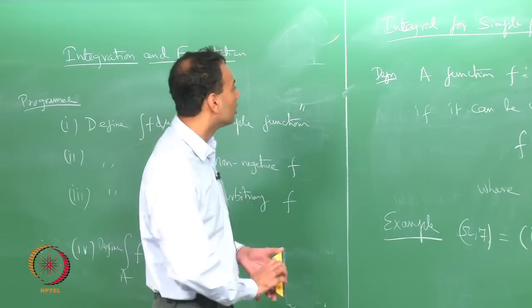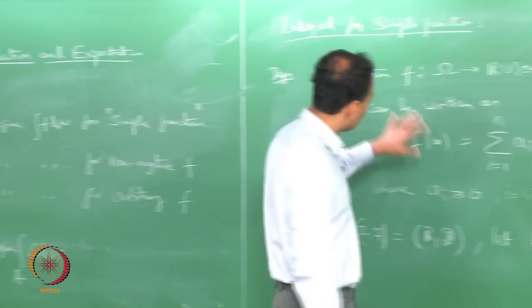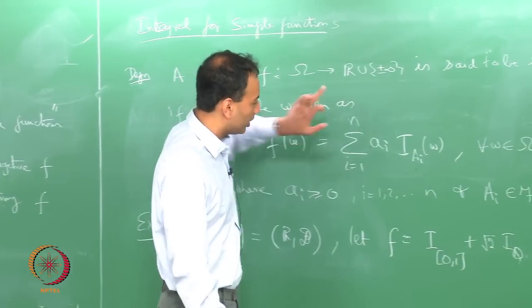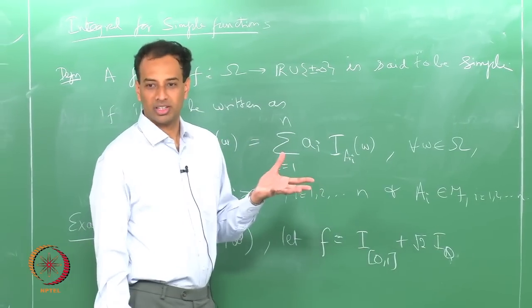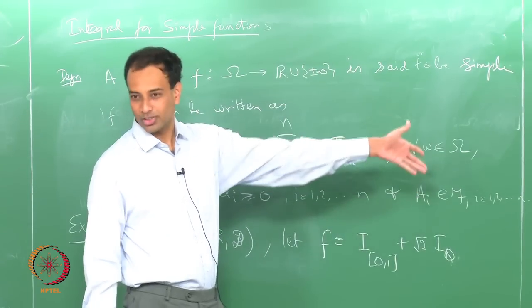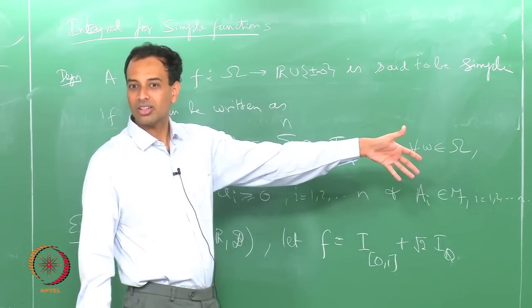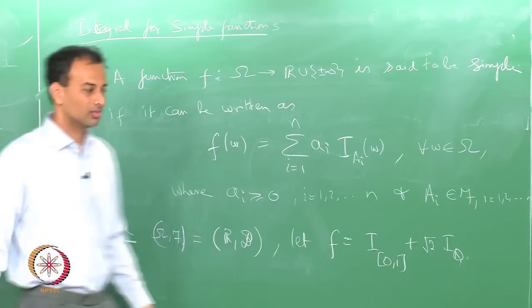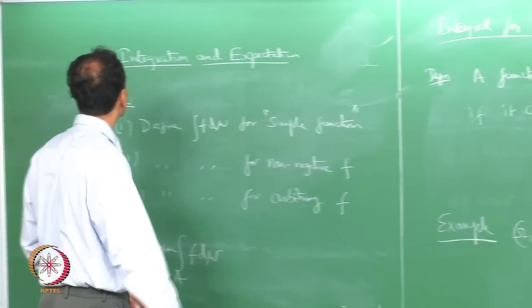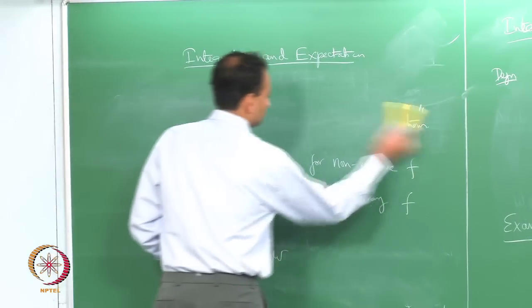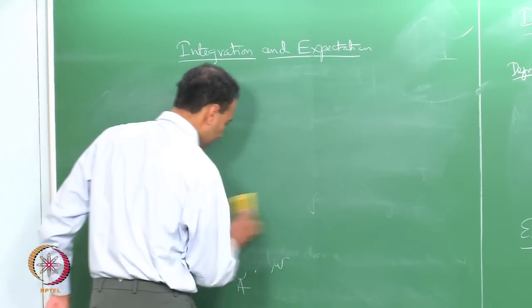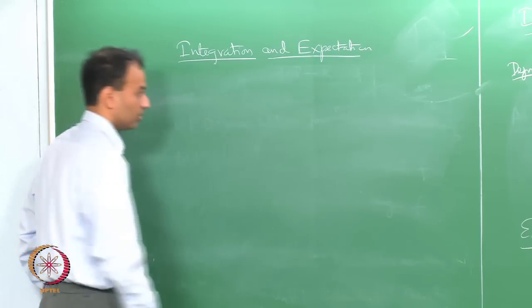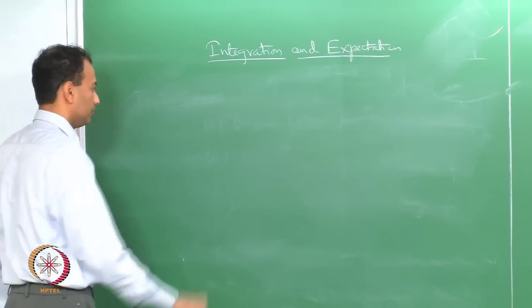So, from now on I will assume that when I write a simple function f of omega equal to sum over a_i indicator of A_i of omega, I will assume that it is already in the canonical representation. If it is not in the canonical representation, you can put it into the canonical representation, right. So, that is not a problem. Now, I am going to define integral f d mu for a simple function. Okay.